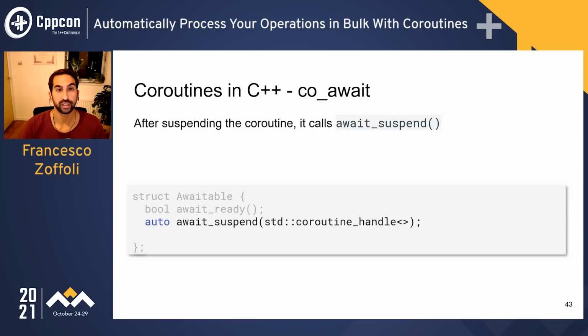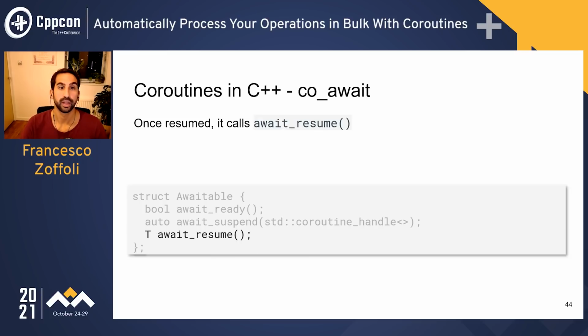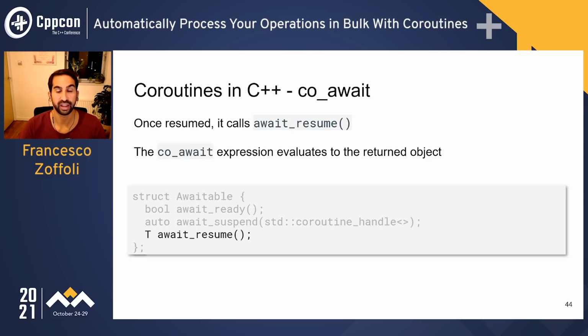After suspending the coroutine, the compiler is going to call await_suspend with the coroutine handle to the current coroutine. It's the responsibility of this method, most commonly, to schedule the coroutine to be resumed again. We are going to see what this means later on. Once it's resumed, the compiler is going to call await_resume. This is going to return an object, and the co_await expression evaluates to this object. After this, the execution is going to continue in the coroutine body from where it left off.